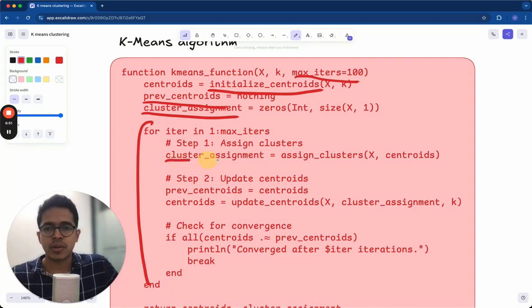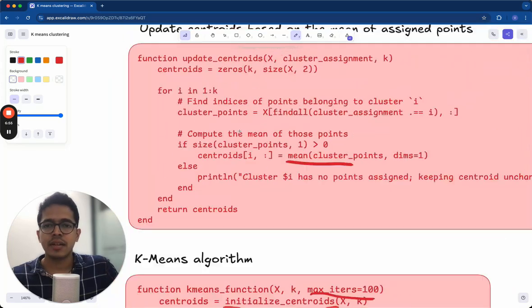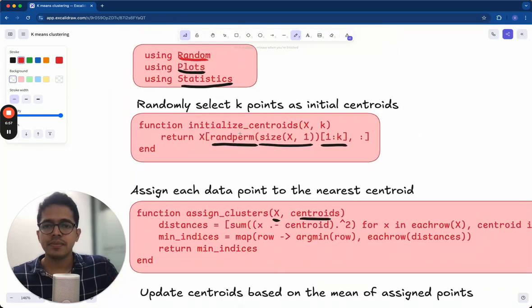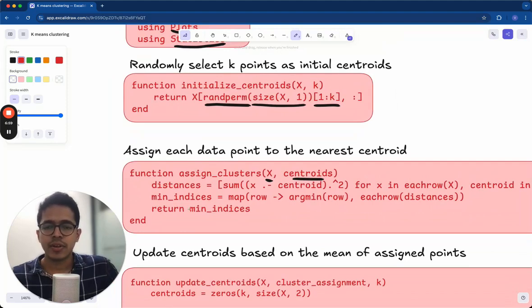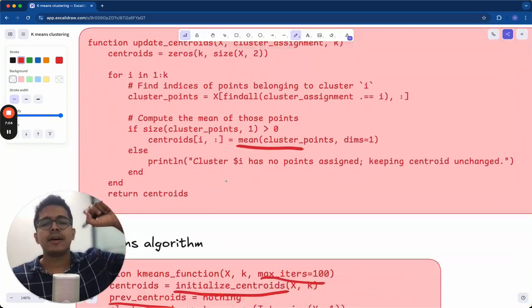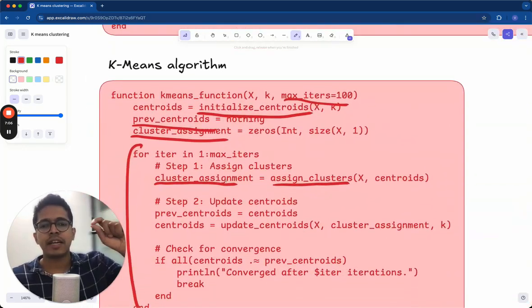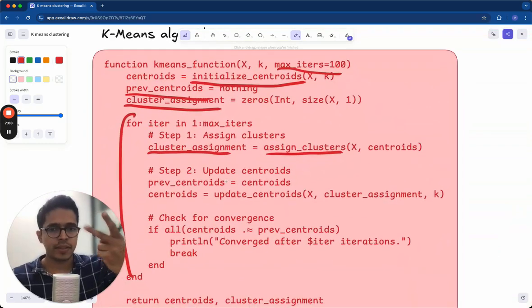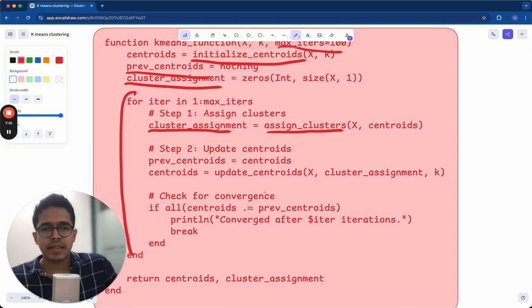So first you do the cluster assignment. Here you call the function assign clusters. And where is that function? This is that function, assign clusters. Here you will get the minimum indices, meaning for every single data point, whether it belongs to cluster 1 or cluster 2, if there are 2 clusters. Then you will update the centroid, because after you assign the cluster, you have to calculate new centroids. That is what the update centroid function is doing.